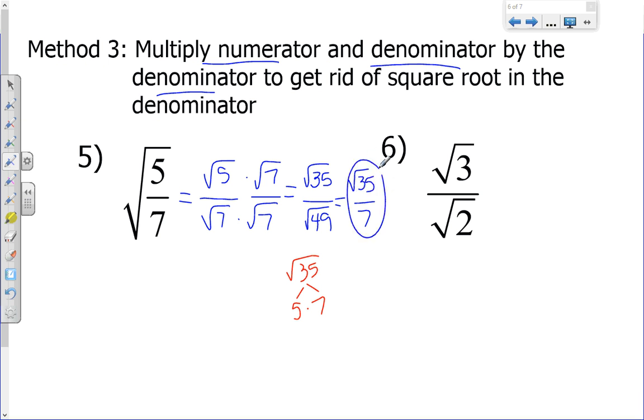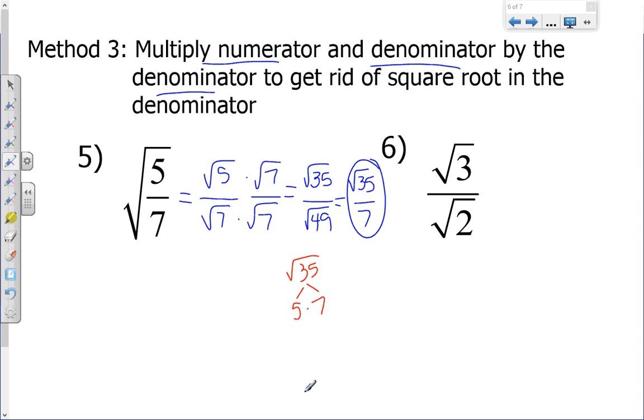You cannot do any more division with that problem, guys, because 35 is a radical, 7 is not. So I cannot take a radical and divide it by a non-radical number. So this is our final answer. Like I said, I saved the best for last. It is the hardest, that's why I saved it for last.